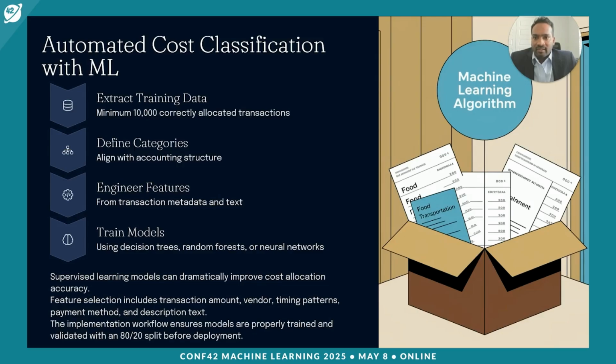So one such use case is automated cost classification using a machine learning model. This is simply helping you automate the way you categorize your expenses. With those transactions, you clearly define your categories of expenses, like we spoke before, between IT, HR, reimbursement costs, travel costs, and so on. And then you engineer your features around the expenses. So this could be your transaction amounts, your vendor timing patterns, your payment methods, and also any discounts. And then you train your models using any simple algorithm.